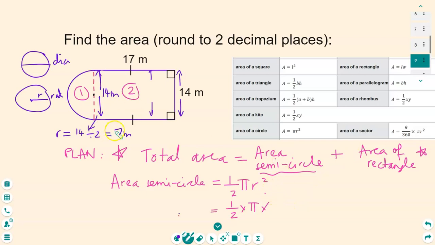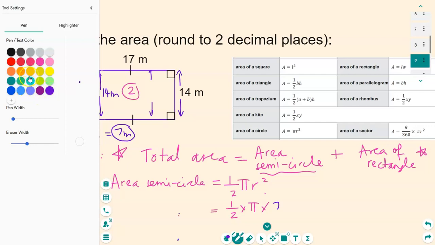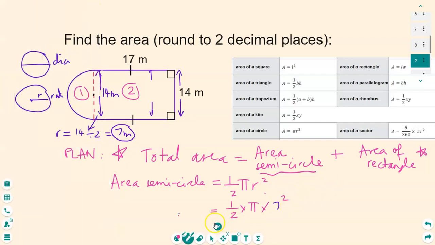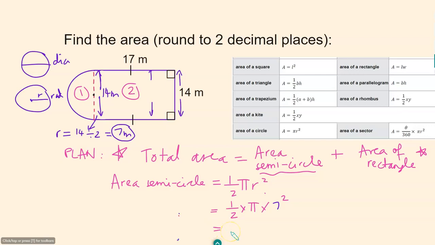So let's input it. I'll put a circle around that just so that we know to input 7 and not 14. We need to input the radius into the area of circle formula, not the diameter. All right, 0.5 times pi times 7 squared. Last question, hang in there. 76.97. And the units are going to be square meters.